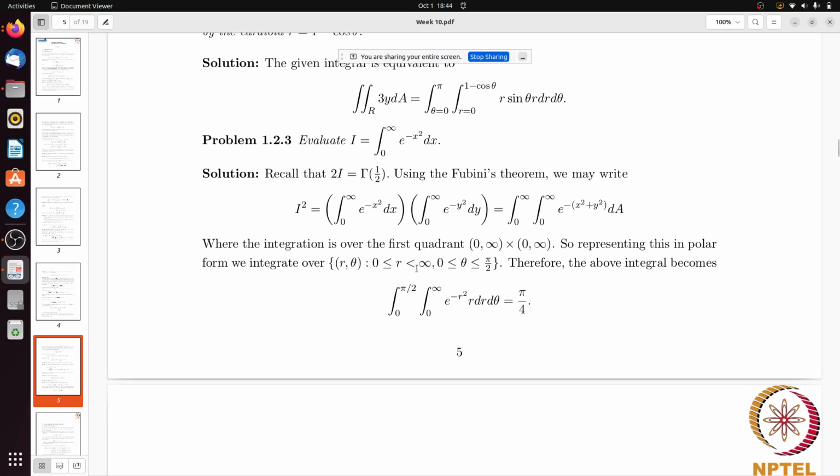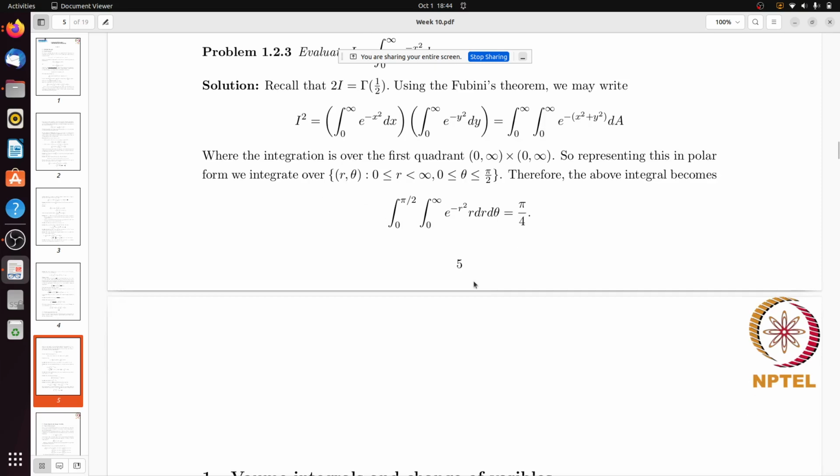Now if you represent this in polar form, your region of integration will be r varies from 0 to infinity and theta varies from 0 to pi by 2. Therefore the above integral becomes integration 0 to pi by 2, for r the limit 0 to infinity, e to the power minus r square r dr d theta, and if you integrate it you will get pi by 4.